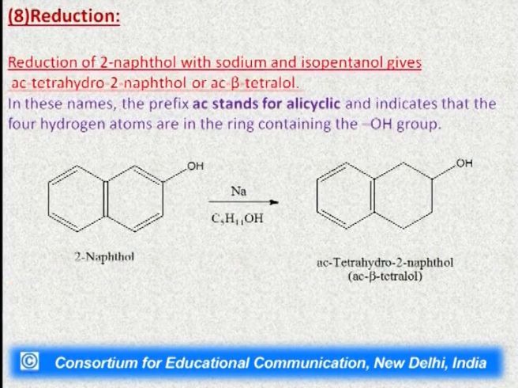This naphthol can also undergo reduction reaction. On reduction with sodium and isopentanol, it gives us AC tetrahydro 2 naphthol. This AC stands for alicyclic, which indicates that the 4 hydrogen atoms are present in the ring containing the hydroxyl group. It means the reduction is taking place in that ring of naphthalene in which we are having the hydroxyl group present, and we are getting here the AC beta tetralol.